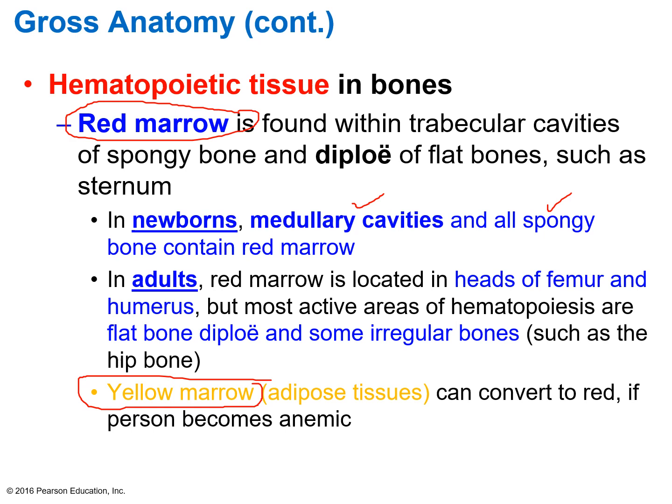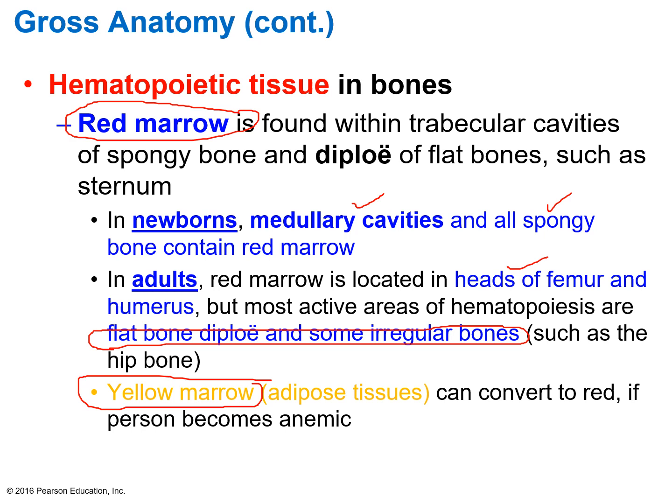In adults, the red marrow will only be located within the heads of the femur and the humerus, and the most active regions will be in the flat bone of the diploë as well as some irregular bone, like your os coxae, which is your hip bone.